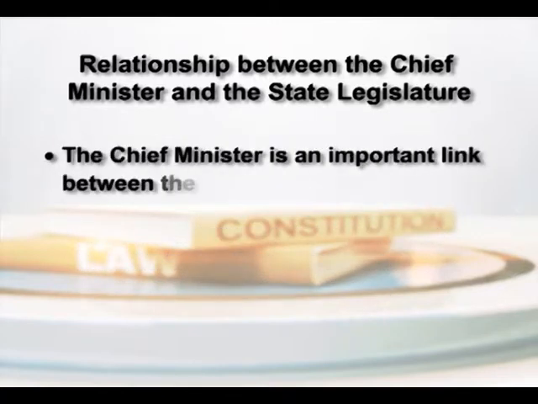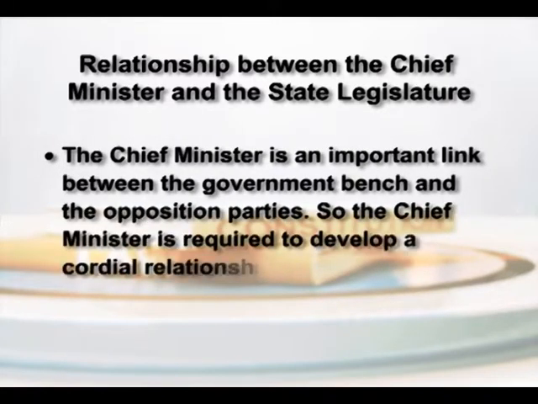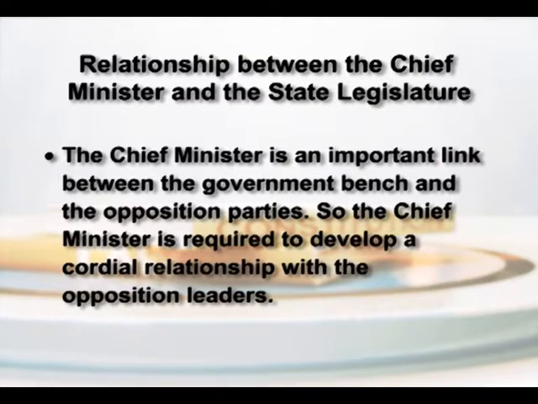The chief minister is an important link between the government bench and the opposition parties. So, the chief minister is required to develop a cordial relationship with the opposition leaders. He actually prefers to keep in touch with the leaders of the opposition bench and find them in a suitable position so that he is able to pass the resolutions in the state legislature much more smoothly.